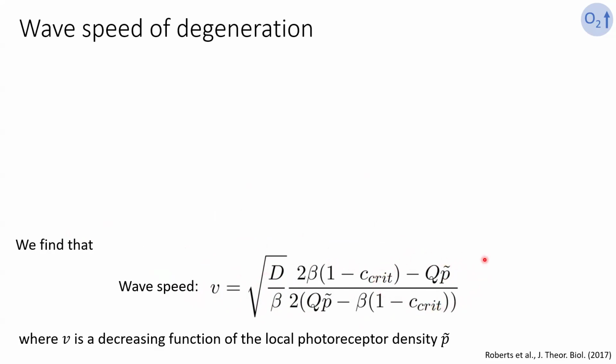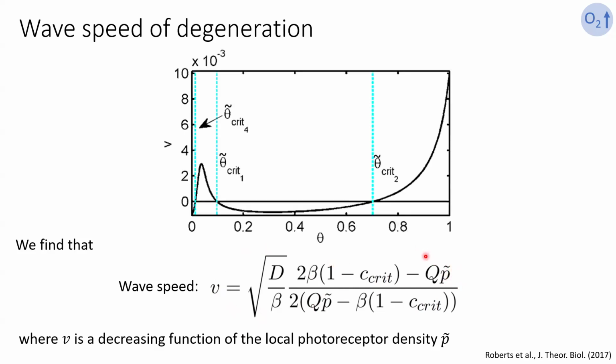So it means that as the photoreceptor density decreases, the wave speed increases, which is what you would expect in that if you've got a lower local density of photoreceptors, that means that the oxygen concentration is going to be higher, and so you would get a larger hyperoxic region ahead of the wave of degeneration, meaning it's going to expand more rapidly. And so if you were to plot v as a function of theta then, because p tilde here is a function of theta, the eccentricity, you'd get a plot that looks something like this.